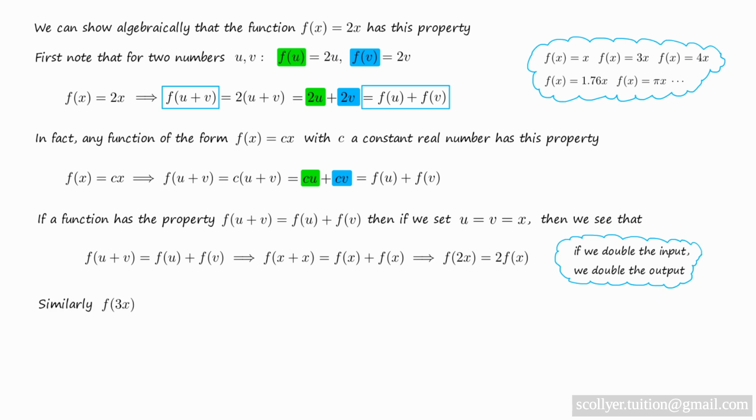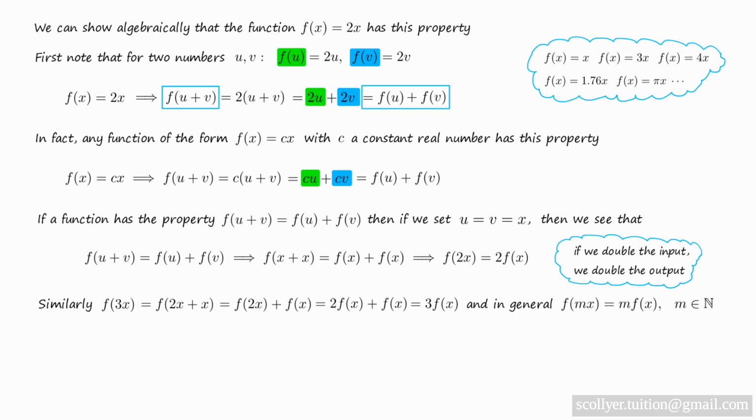And similarly, f of 3x can be written as f of 2x plus x, which becomes f of 2x plus f of x, and so that becomes 2 times f of x plus f of x, from the fact that f of 2x equals 2 times f of x, and that equals 3 times f of x. And in fact, in general, we can show that f of mx equals m times f of x, where m is some integer. And this last statement tells us that we can pull integer constants out of the function.